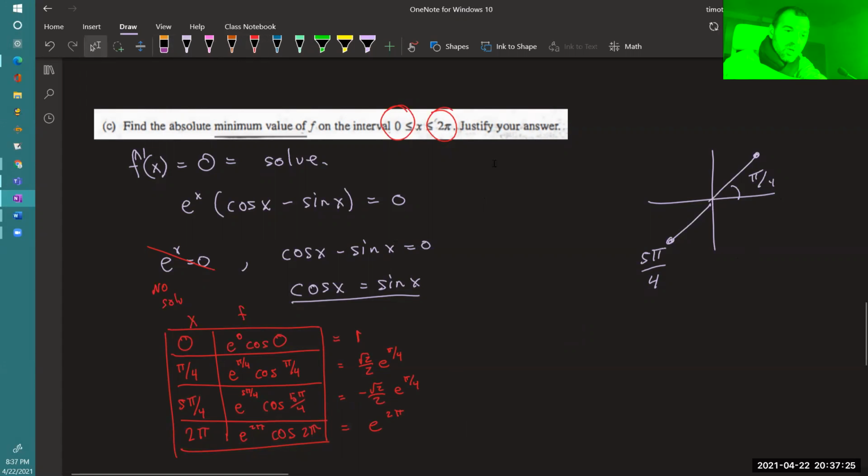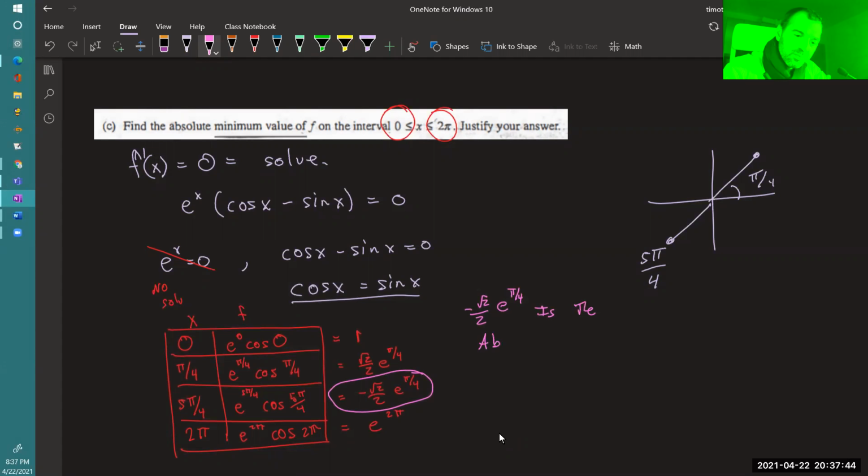So the question is we want the absolute minimum. Absolute minimum is going to be this one. So you're going to have to write that. Negative root 2 over 2 times e to the pi over 4 is the absolute minimum, right? And this right here, I believe, should be sufficient justification.